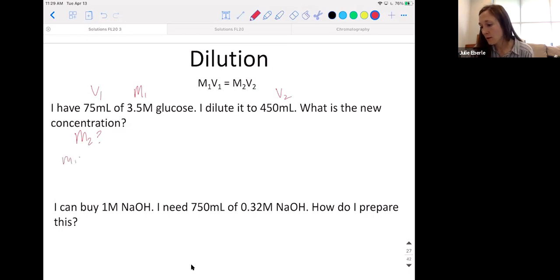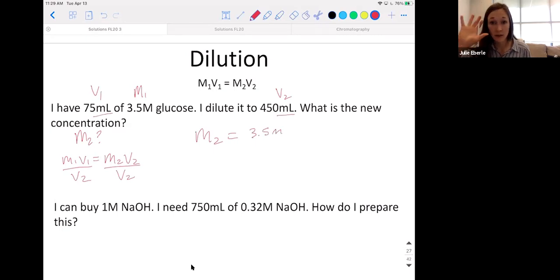So we have M1V1 equals M2V2, and we divide both sides by V2. So M2 equals M1V1 over V2. Now we just plug everything in. M1 is the 3.5. Both units for volume are in milliliters, so that's fine, I'm just going to leave them there. Times 75 divided by 450. All right, 3.5 times 75 divided by 450.